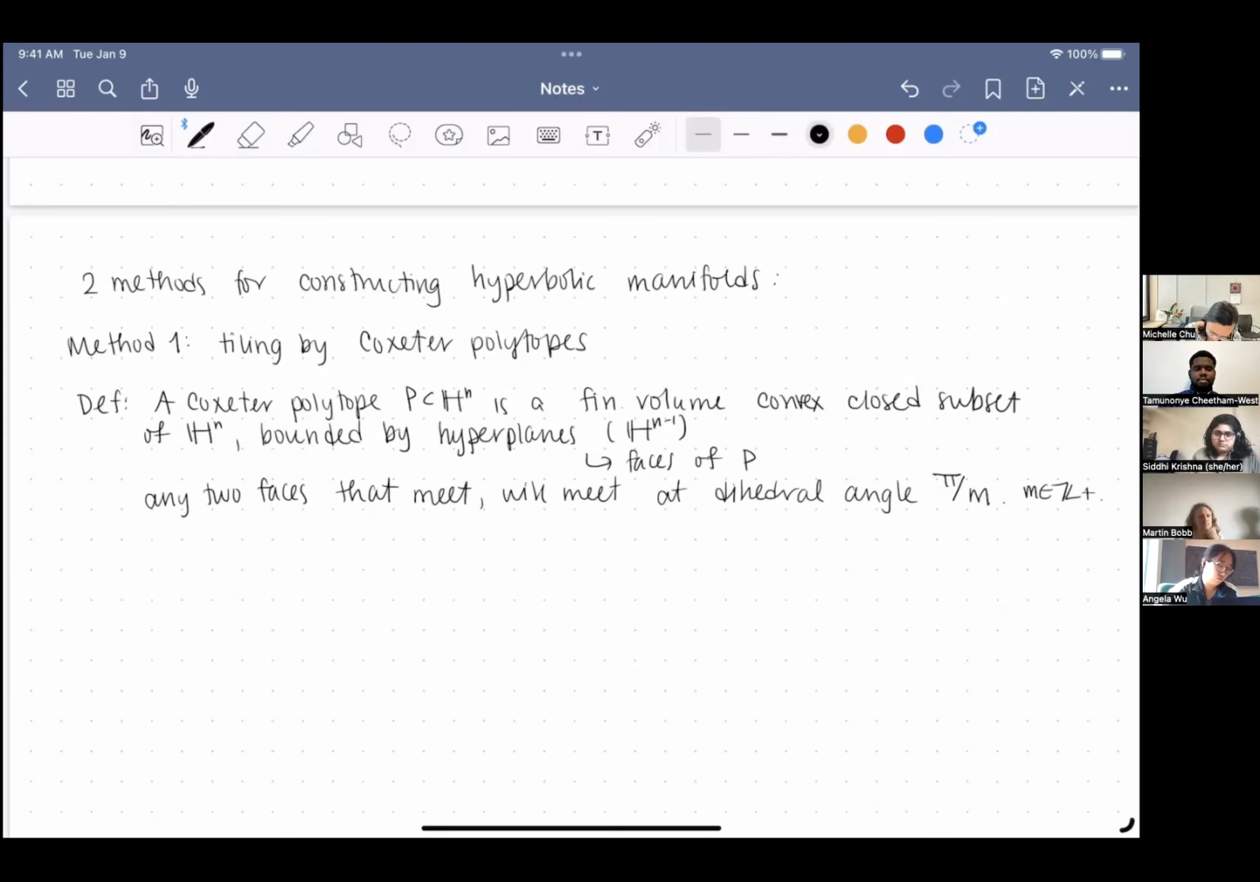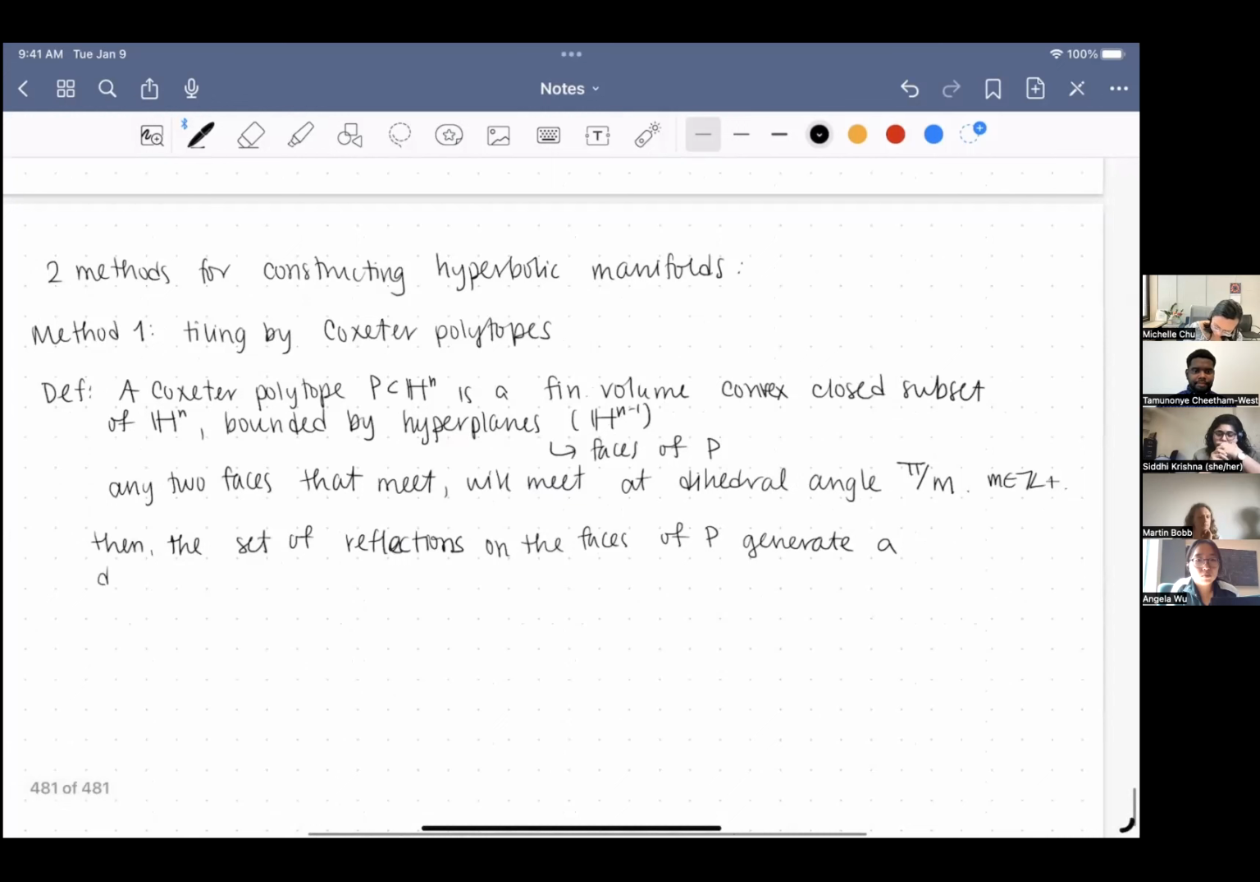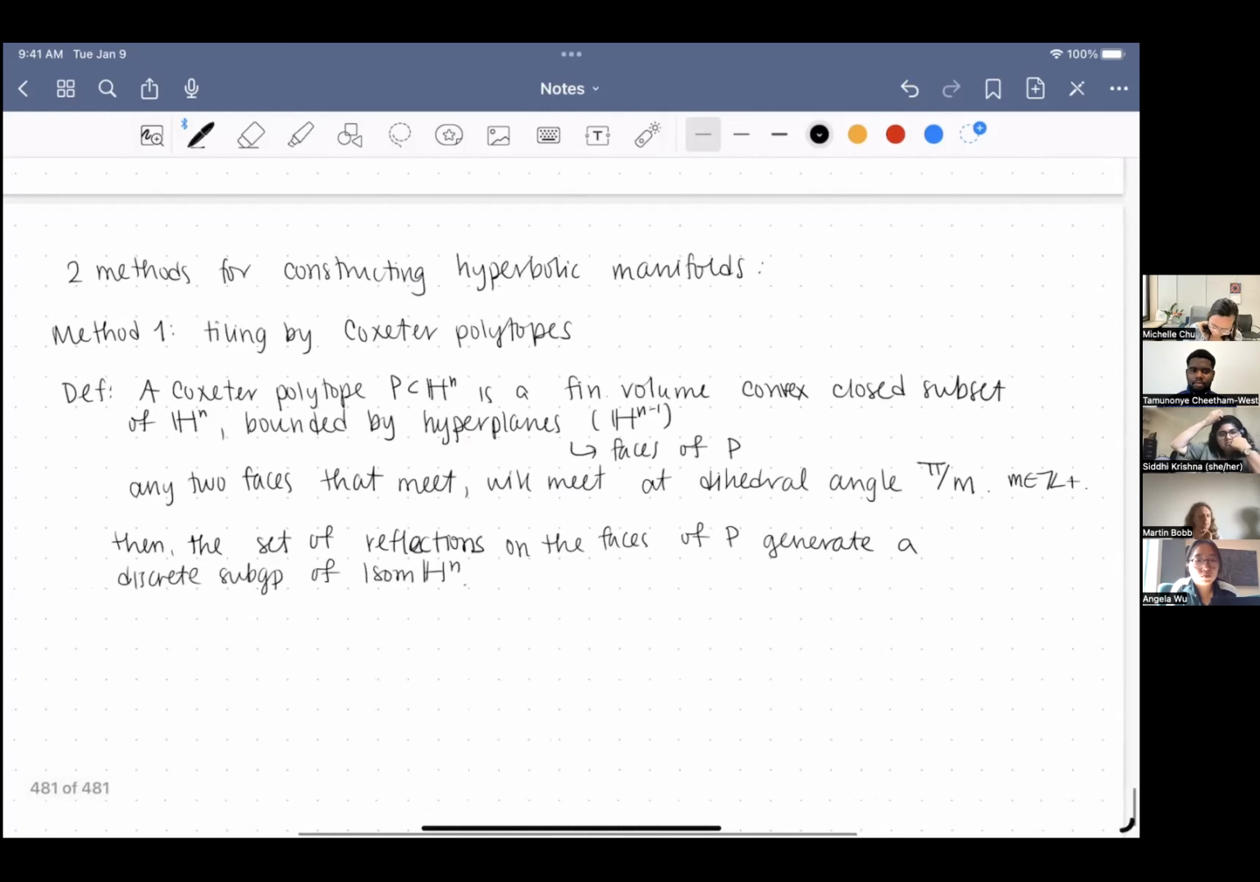Okay, so then the set of reflections on the faces of P generate a discrete subgroup of the isometry group of Hn. Okay. So in particular, this also means that P tiles Hn. Okay.